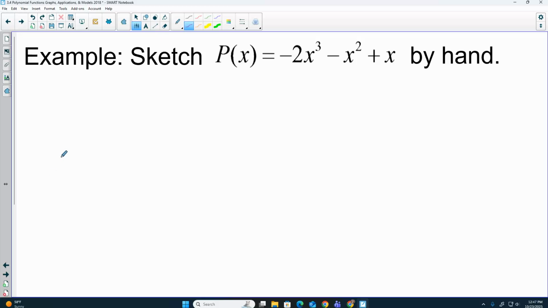Let's do this. So if I'm trying to sketch this, it's not factored. We could do our end behavior right away. It's based off our leading term. My power is odd, so it tells me it's like a chair, but the negative 2 in front would flip it, so it would be up, down.